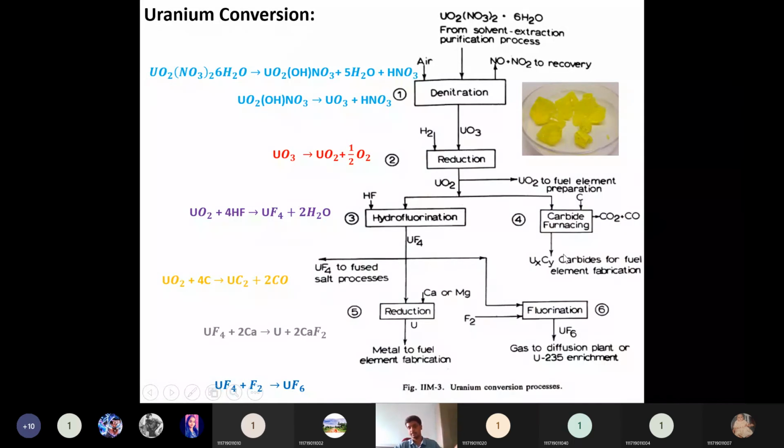Then further, this UF4 undergoes reduction using alkali to give pure uranium metal. Then further, this uranium tetrafluoride undergoes a fluorination process to give uranium hexafluoride. So this is the overall flow sheet, and apart from that, you can explain using these reactions. In the textbook, these reactions are not there, only the flow sheet is there. In the exam, it will be good if you write these reactions. Remembering is very easy.